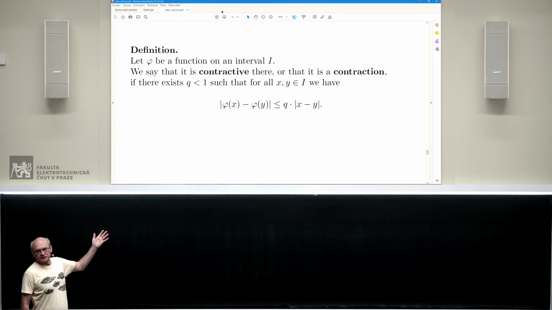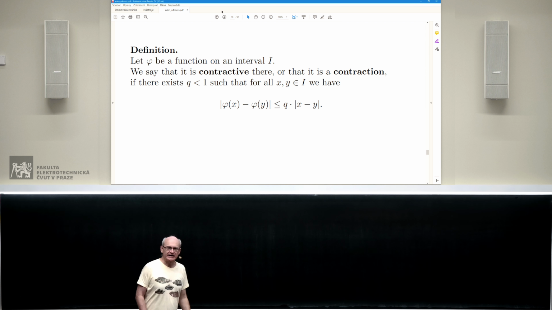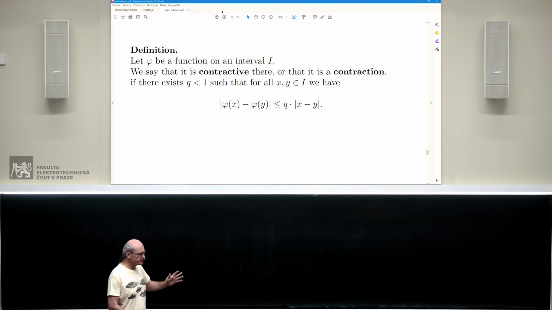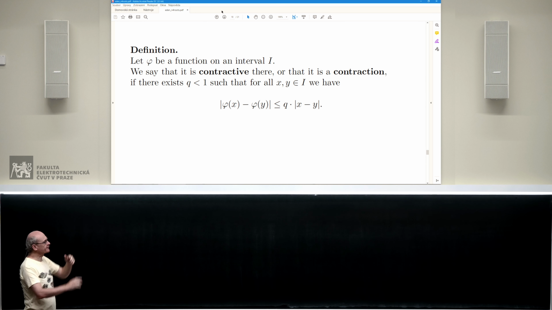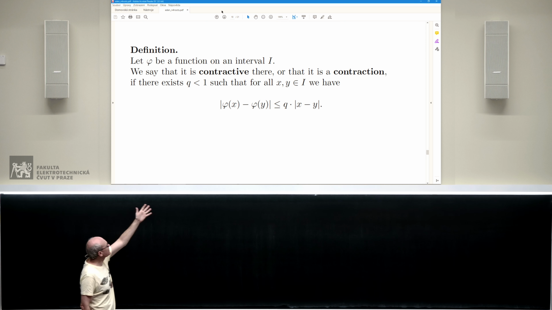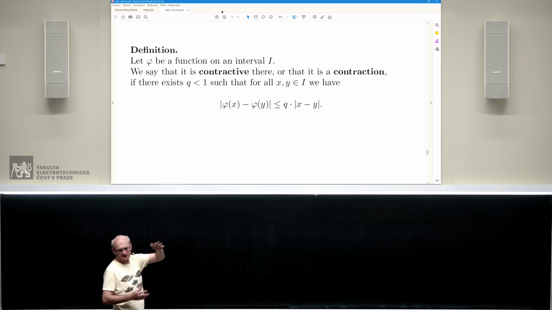Here we go. This is a definition of a so-called contraction, or a contractive mapping. And this is actually supposed to be the mapping which is concentric, which is moving numbers closer together than they are at the start. And that's actually reflected in the inequality. So we have some interval. On this interval, we have our function phi.